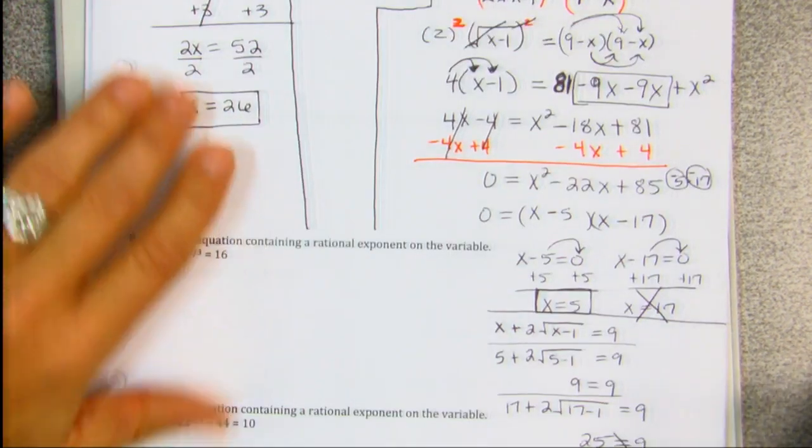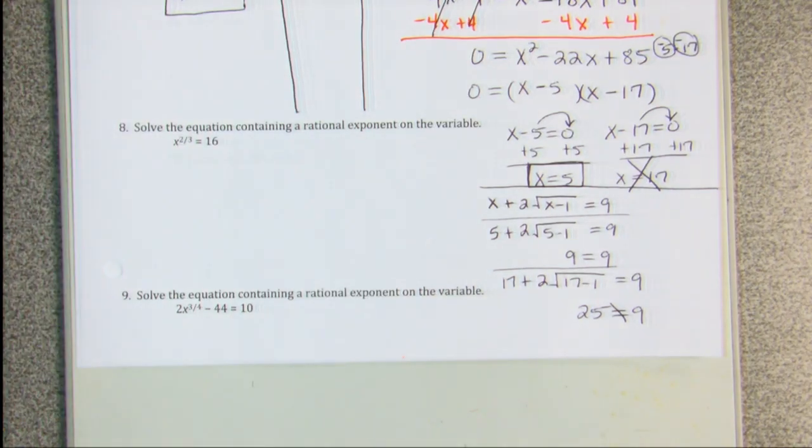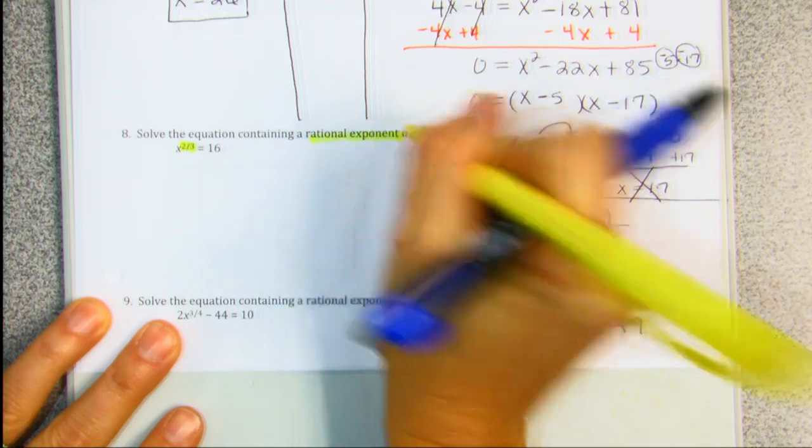Okay, last thing on 1.4, and then you can take a little bit of a mental break. So solving an equation that has a rational exponent. So a rational exponent is something that's raised to a fraction power. That's what a rational exponent is.